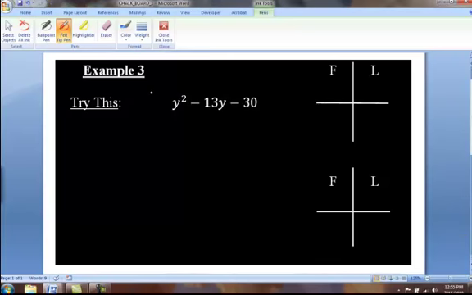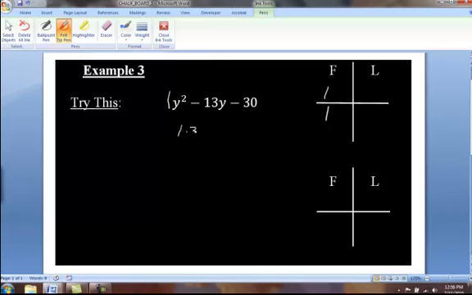Okay, on example 3, to try this, we have y squared minus 13y minus 30. And again, we're going to apply the scissor method. Well, in the scissor method, the first step is to list the factors of your first term. The first term is just 1y squared. So the only thing that'll give me 1 is 1 times 1. Now in this last term here, we have a couple combinations we could use.